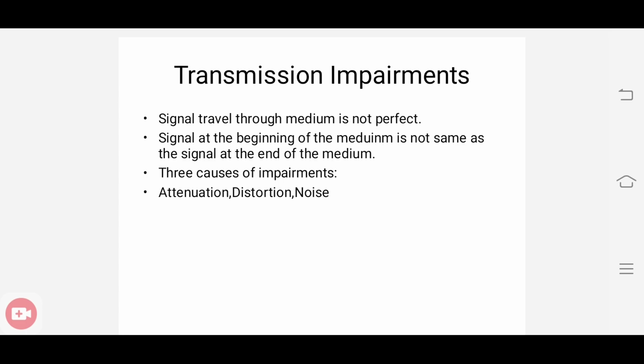Whenever a signal travels through a medium, the signal strength at the beginning of the medium is not the same as that of the signal at the end of the medium. So there are three causes of impairment: attenuation, second distortion, and third noise. Transmission impairments are due to some loss in strength or loss in shape, etc.